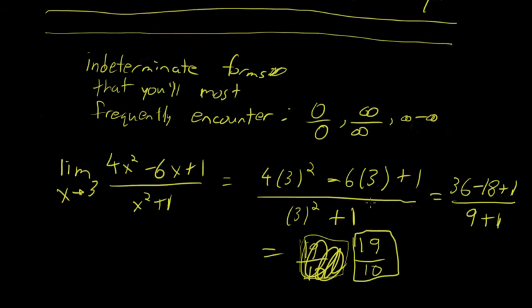We only had to do the fancy stuff when we encountered an indeterminate form, and these are the three that you will see most frequently. Hopefully that gives you an idea why we bothered to go through all the algebra that we did in the previous problems. But we don't always have to do that.